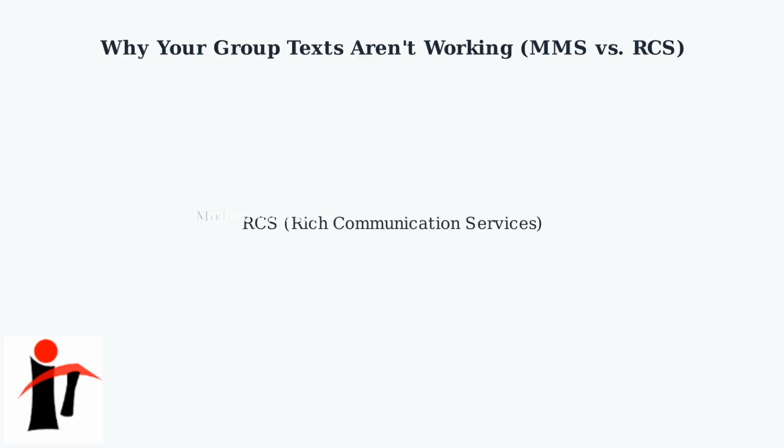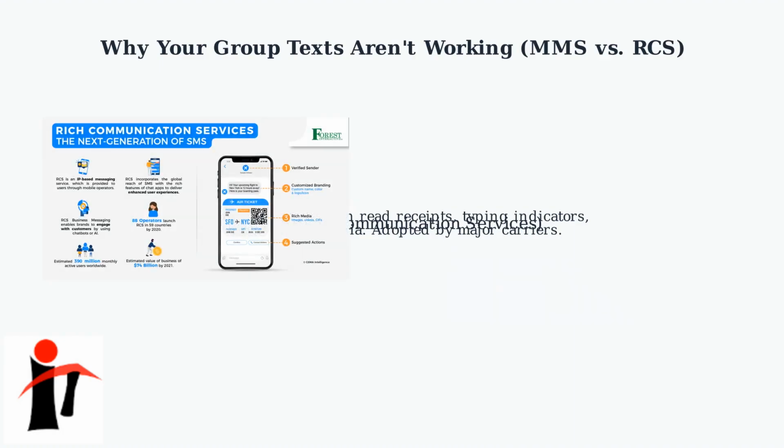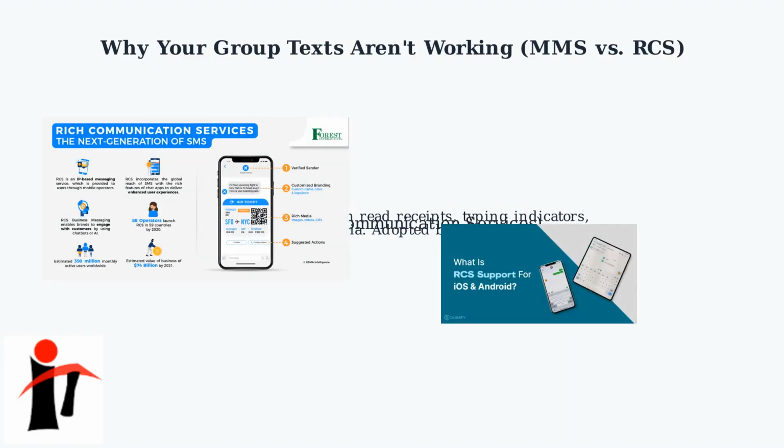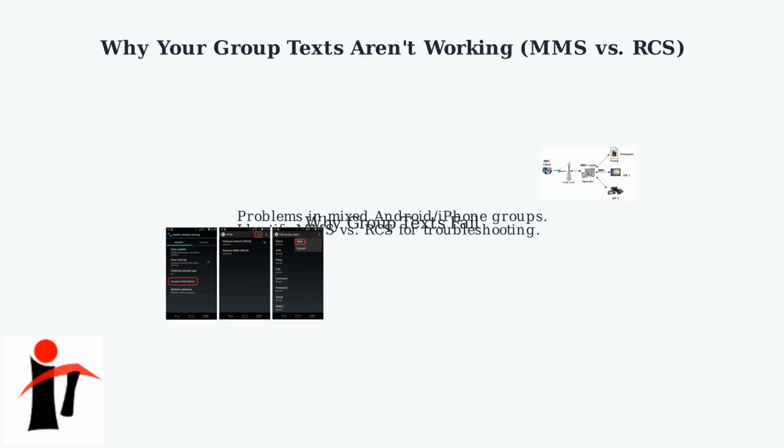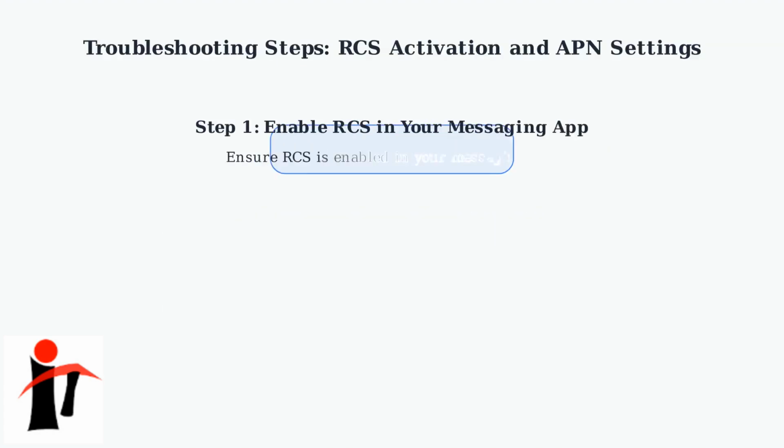The future is RCS, or Rich Communication Services, a modern upgrade offering read receipts, typing indicators, and high-quality media. Major carriers have adopted RCS, but problems can arise, especially in mixed Android-iPhone groups. We'll explain how to identify whether you're using MMS or RCS and why that matters for troubleshooting. Let's get your group texts working.